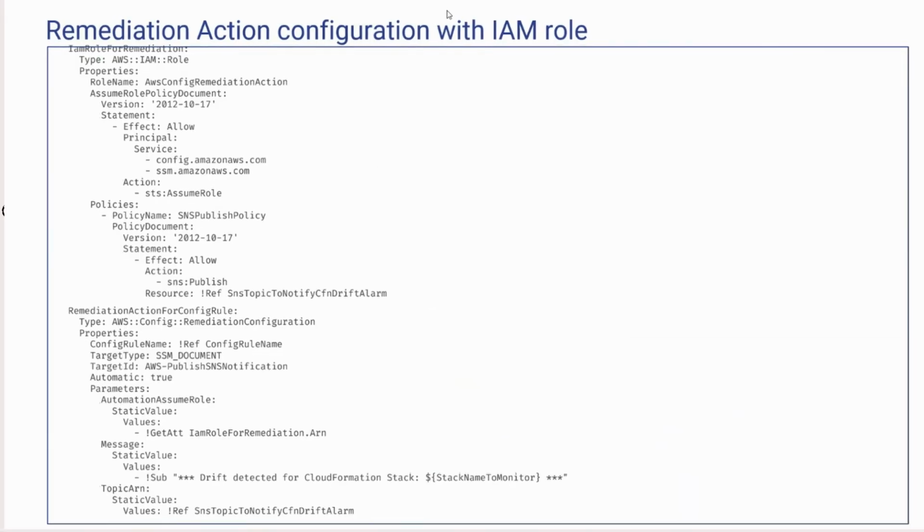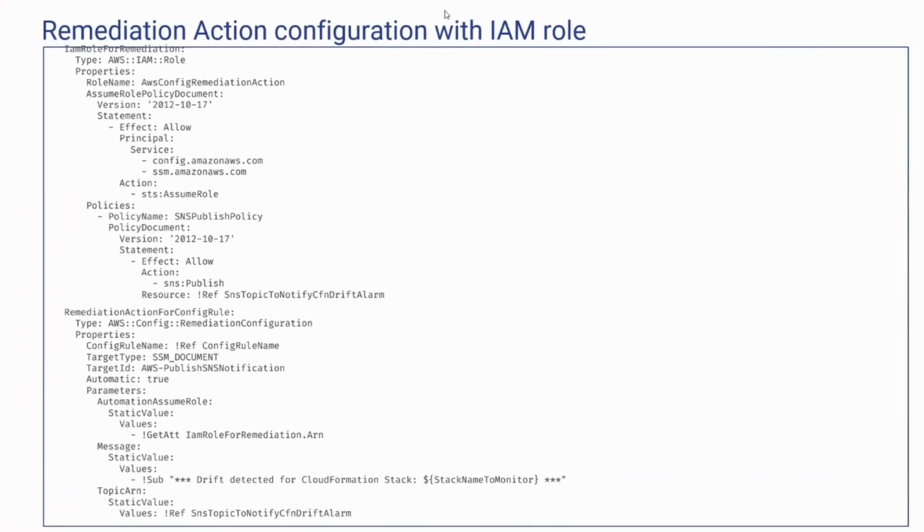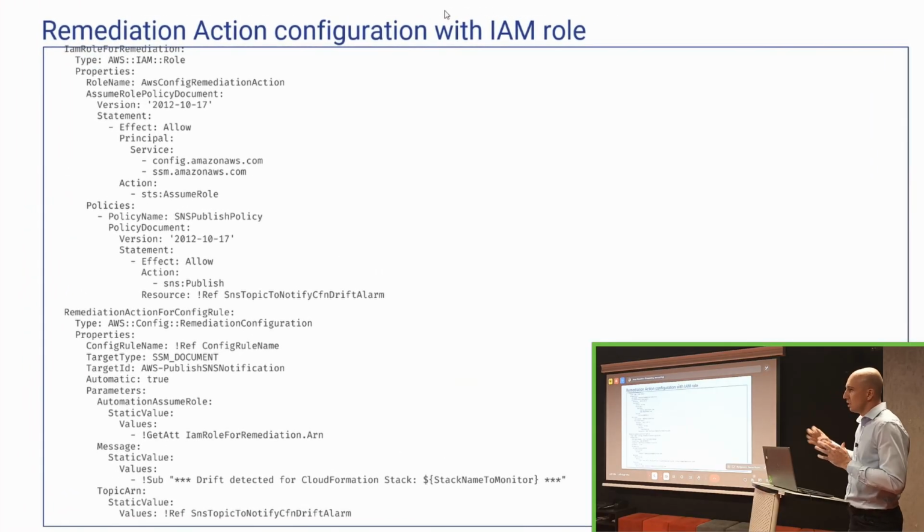And in this remediation configuration, we can define only SSM document as the target type. What we will do next depends on this Systems Manager automation runbook document. In this case, a very simple publish SNS notification document is in use. And here is the configuration of what we are sending by email: the drift detected for some stack, and the stack name.